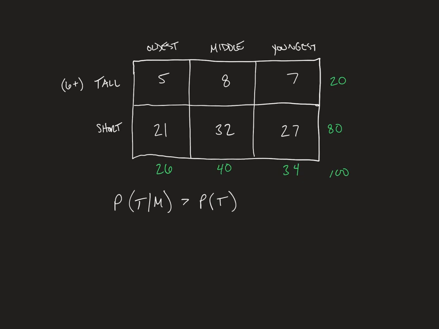So I think if I narrow my scope to just middle children, I'm going to find a higher proportion of tall people than I am if I just pick from the whole population and try to find out how many people are tall. But we're going to find this out in a minute. So let's test this now.